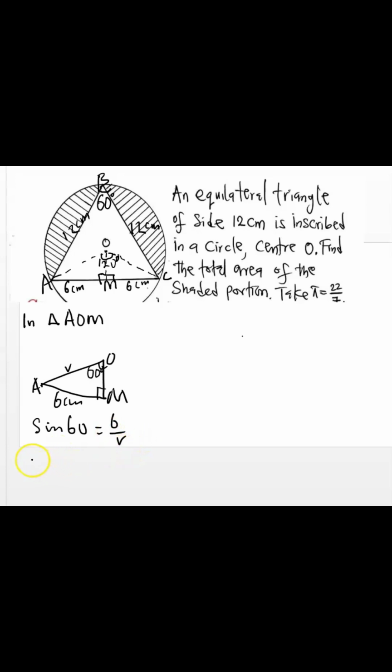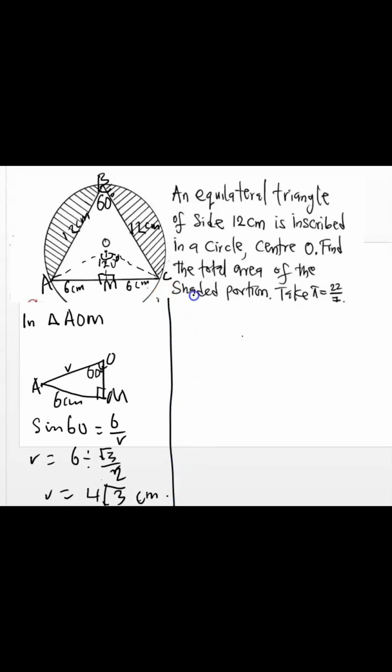So what is R now? R is going to be given as 6 divided by sine 60, which is root 3 over 2. So that our R is going to be given as 4 root 3 centimeter. So this is the first thing that we need to find, and now we can apply our formula.